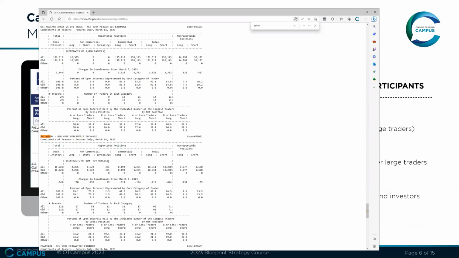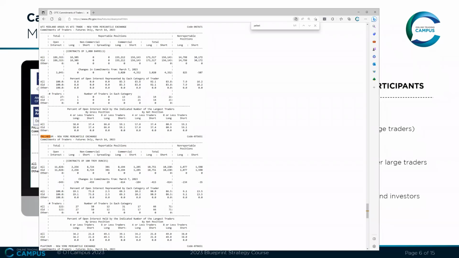And then it's listed by either a long position or a short position for the non-commercials. For the commercials, again, either a long or a short, and then for the non-reportables as well, either a long or a short, and that's all based on contracts. And that's as of March 14th, 2023.